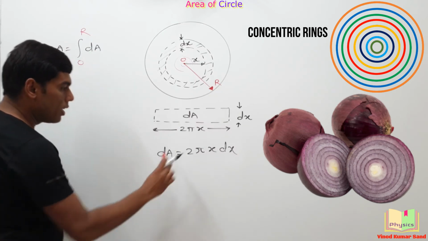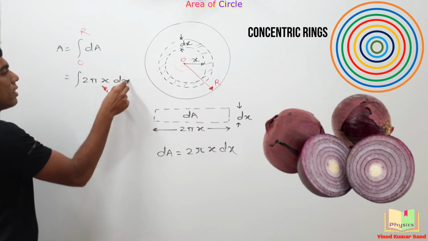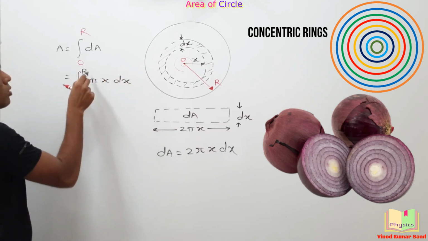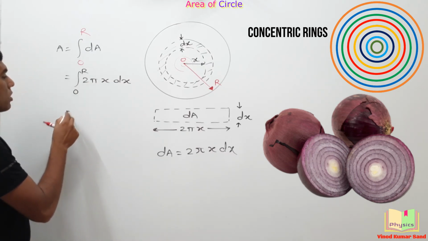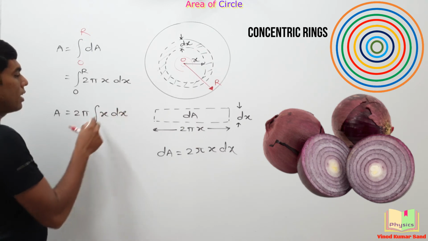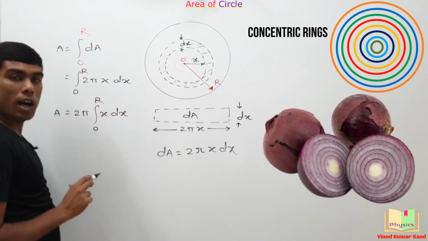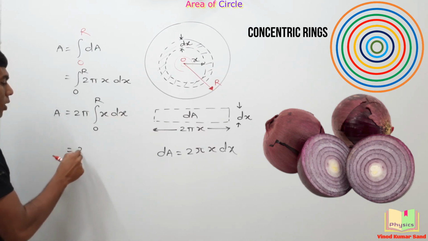Do you agree? Putting up the data, 2 pi x dx, limit is from 0 to r. Here 2 pi is constant, so I am taking it outside of the integration. We are left with x dx and limit is from 0 to r. What is the integration of x with respect to x? I hope you all remember.